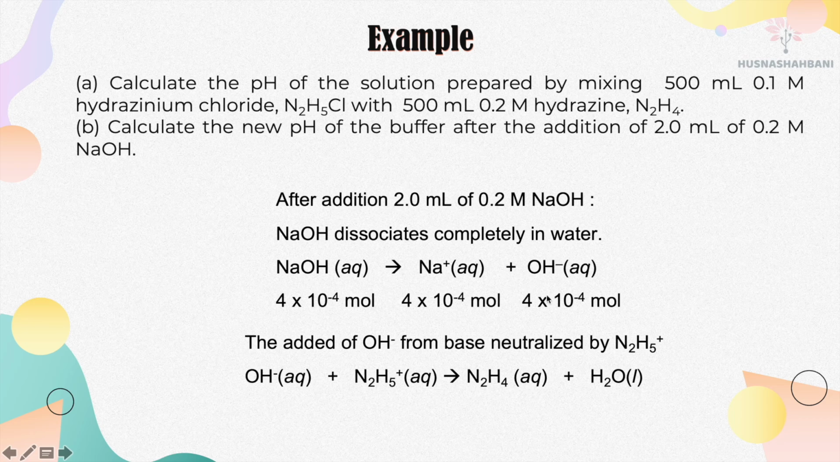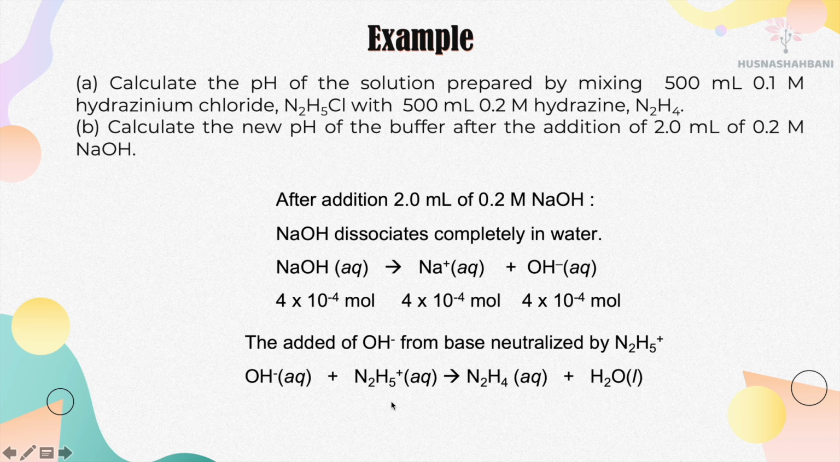Our OH minus is 4 times 10 to negative 4 mole. This OH from the strong base is added into our basic buffer. In the basic buffer, you have conjugate acid. The conjugate acid will react with that OH minus from the strong base, and it will form a neutralization reaction. The products are N2H4 aqueous and water. This means the N2H4 concentration will increase, and the concentration of N2H5 plus will decrease.